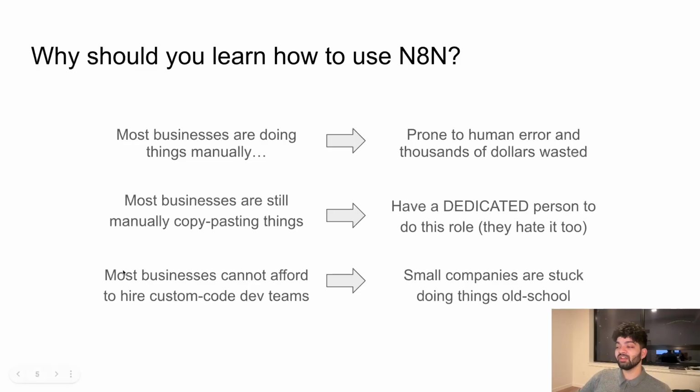By a similar token, most businesses are still manually copy pasting things between platforms and spreadsheets. They have a dedicated person just to do this role. They'll have another dedicated person just to review what that person did and make sure it's all accurate and they didn't miss anything, right? So it's this weird thing where they hate their job. Everyone in the business hates this whole manual process. They wish there was a better way. That is what N8N is going to allow you to do.